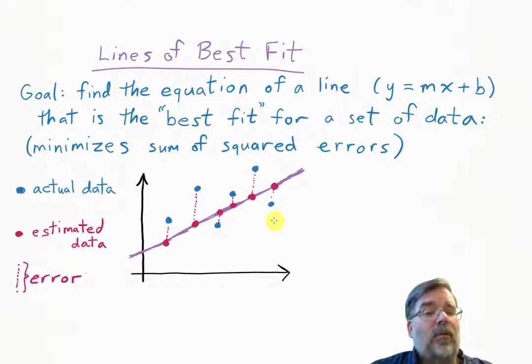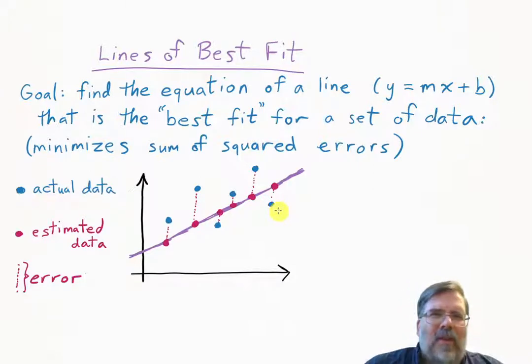You can tell how close you are by calculating the error, which is represented as these dashed vertical lines right here. And so what you can do is square these values, then add them up, and you want that to be as small as possible. One thing you might wonder, why square the errors? Why not just add the errors together?